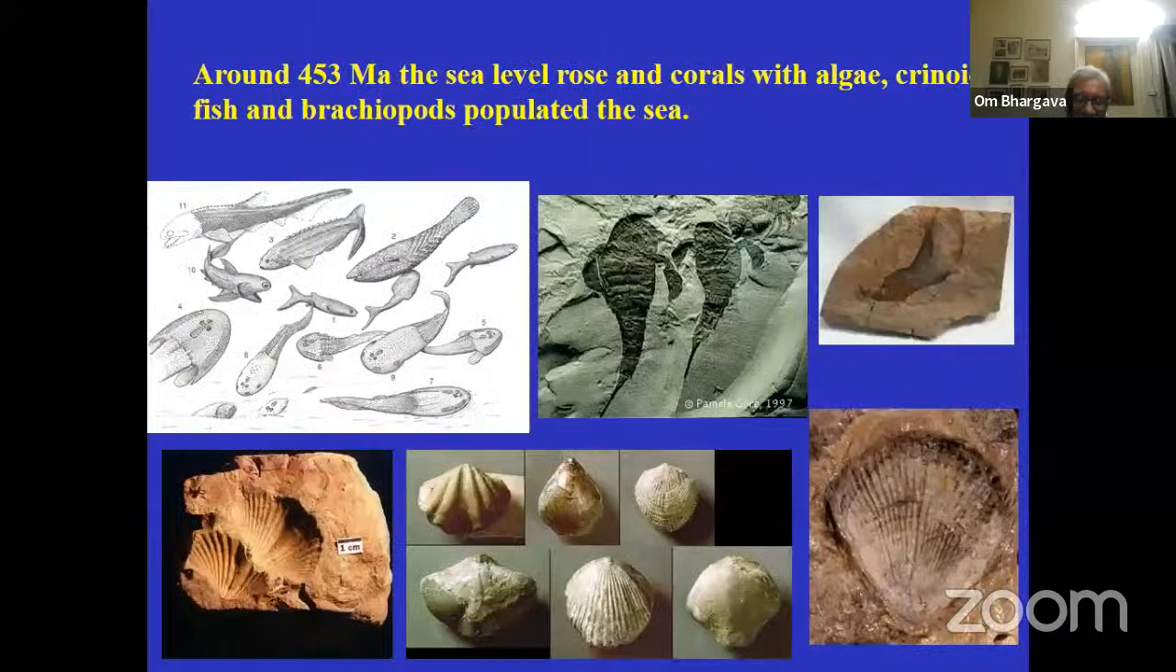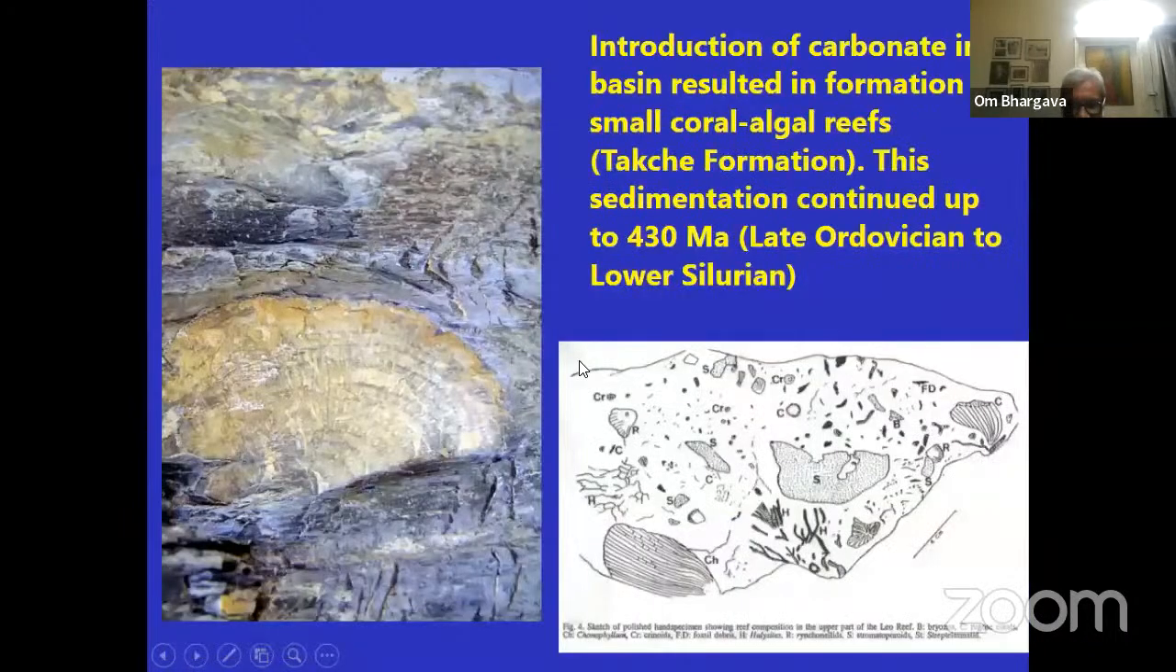And around 453 million years, the sea level rose, because it goes from the shallower to the deeper part. And then the animals were corals with algae, crinoids, fish also appeared, and brachiopods populated the sea. Now we have not been able to find fish so far in Spiti, but other fossils are well known. On the left side, you see a Paleophycus colony, in Manchup Valley, Spiti. And this is how it looks in hand specimen on the right side. In this, you have stromatoporoids, corals, crinoids, chain corals, and brachiopods.